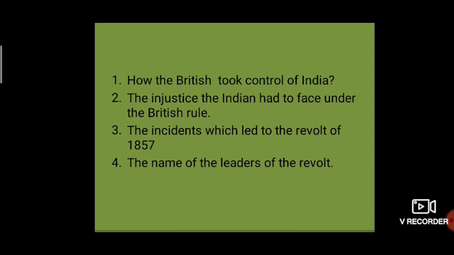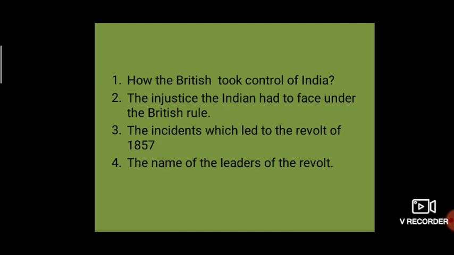By the end of this chapter, you will know the answers to the following questions. How the British took control of India. The injustice Indians had to face under British rule. The incidents which led to the revolt of 1857. And the names of the prominent leaders of this revolt. First of all, how the Britishers took control of India. Second, the injustice people faced under British rule.